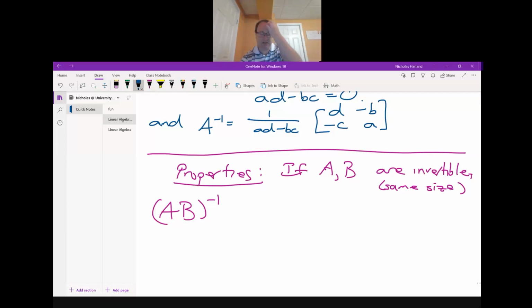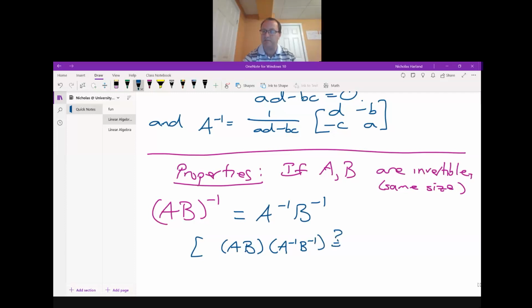So if you had a chance, maybe pause the video, think about it, and it might seem like it should be this. But ask yourself, all right, how could we prove that? So if this was true, that would say AB times A inverse B inverse would have to be equal to I. But is that necessarily true? I mean, if we think of inverses as canceling off multiplication, we might say, oh wait, B and B inverse, that gives you the identity. A and A inverse, that gives you the identity. But we have to be a bit careful here.